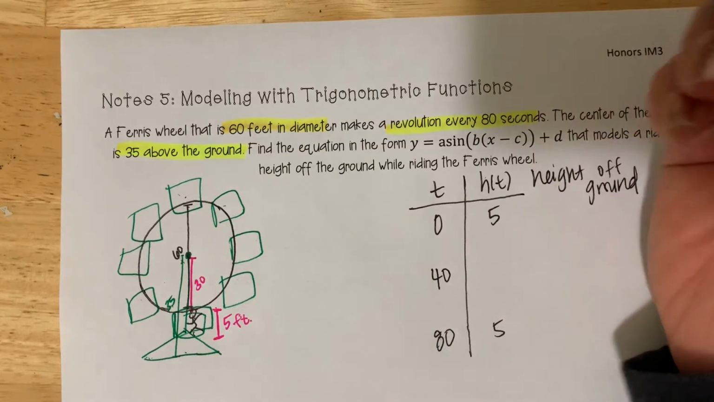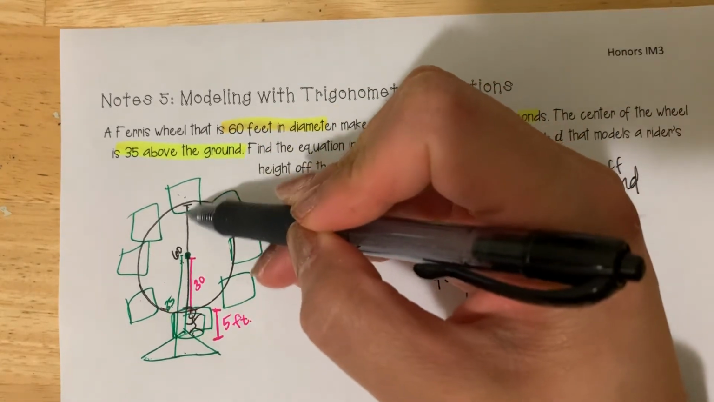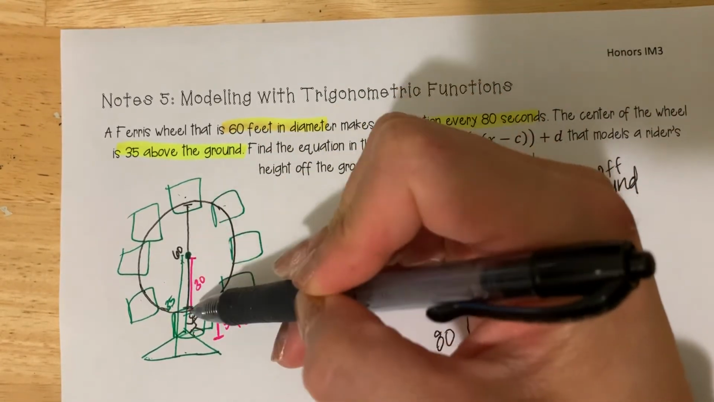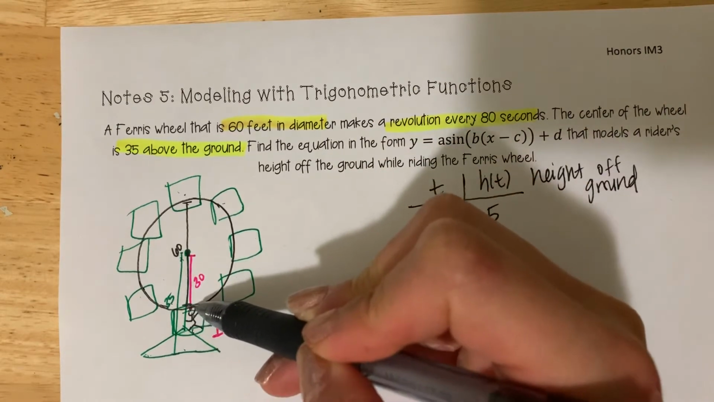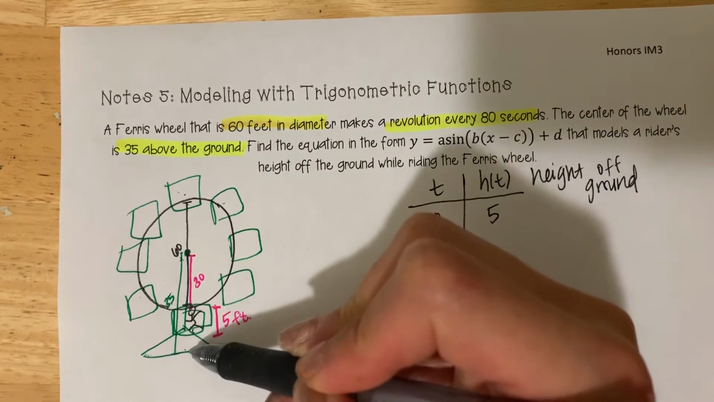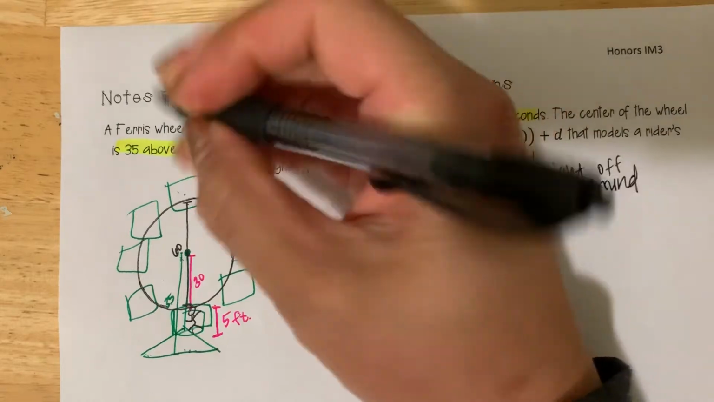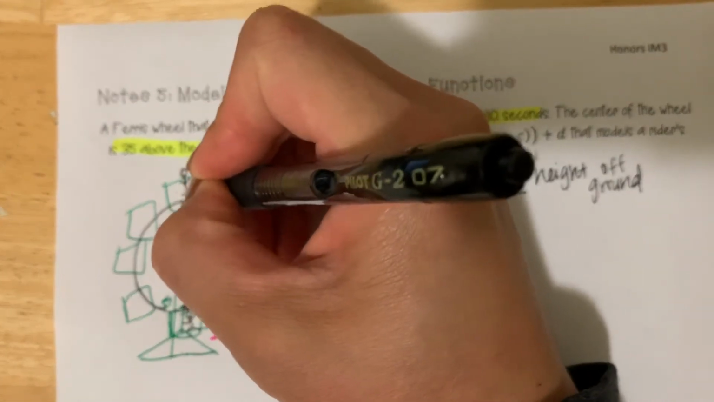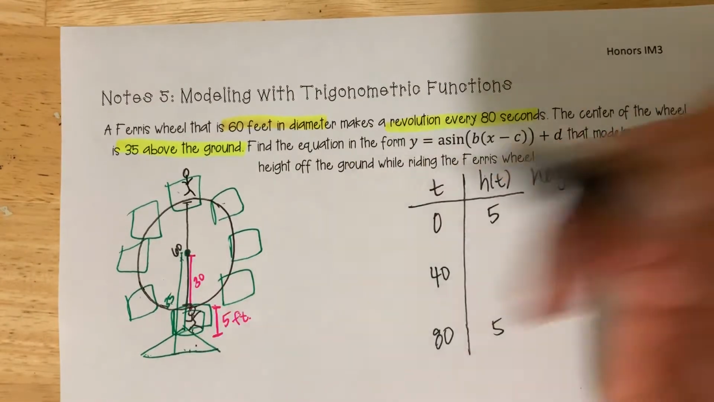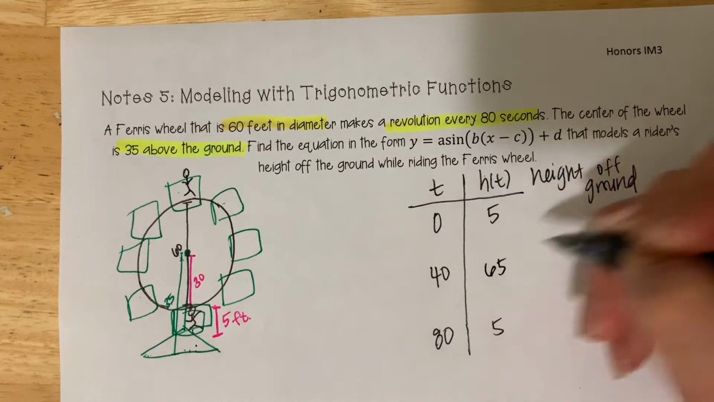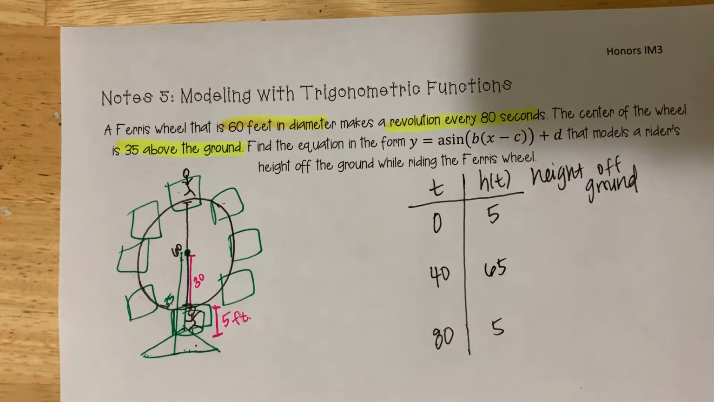So what would your height be? Well, we know that the diameter of the Ferris wheel is 60, and we know that the Ferris wheel is 5 feet above the ground. So if you're all the way up here, 60 plus 5 is 65. You are 65 feet above the ground.